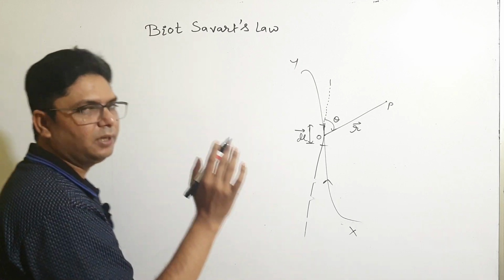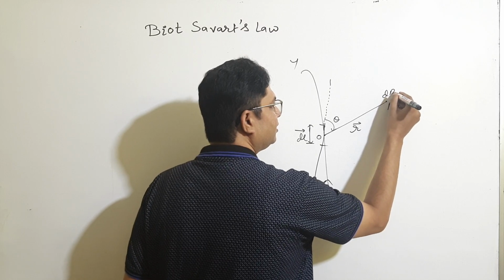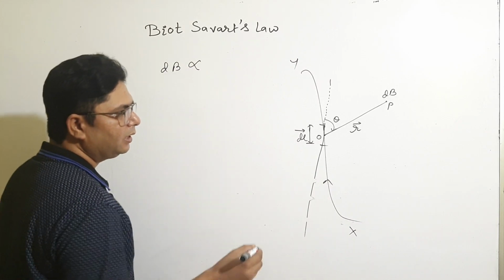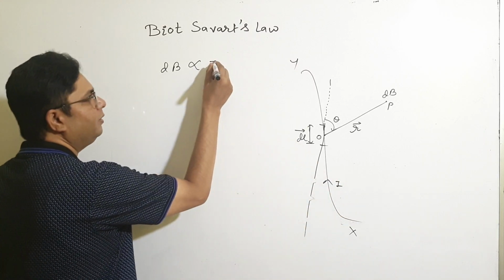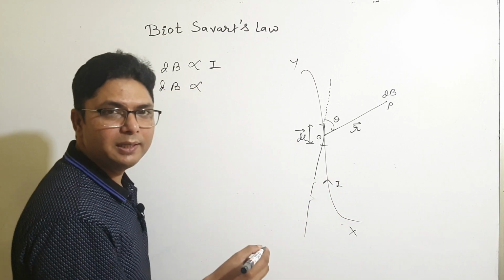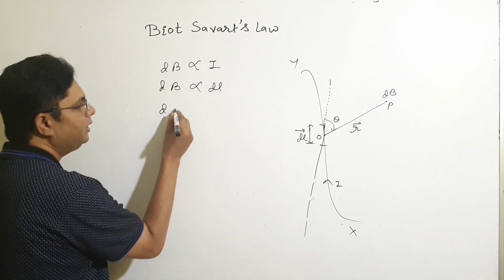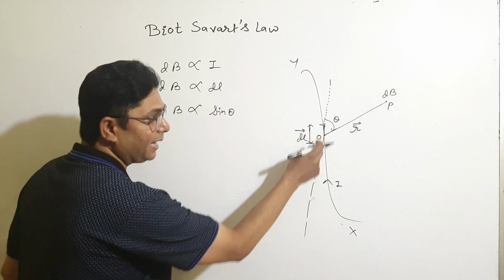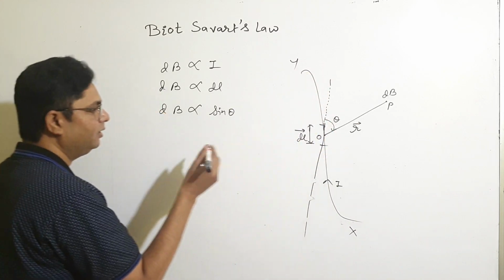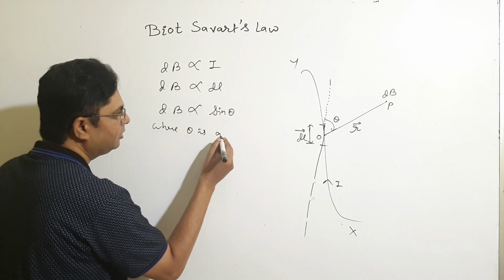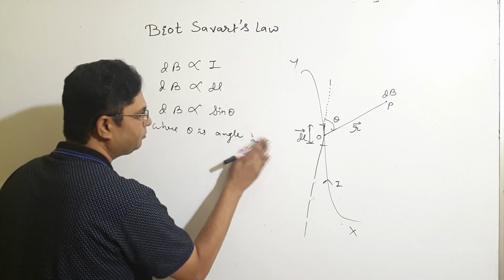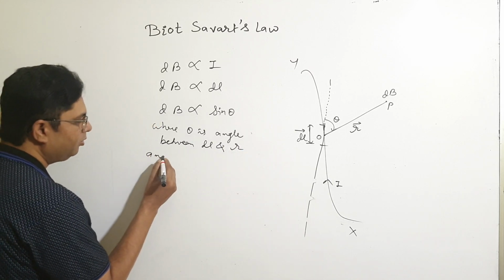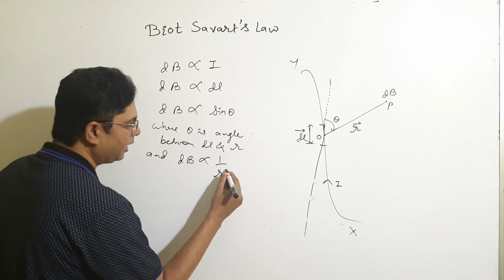Then according to Biot-Savart, the magnetic field produced at this point, a small amount of magnetic field dB, is proportional to the current I, proportional to the elementary length dl, and proportional to sine theta, where theta is the angle between the tangent and R, that is, between dl and R. And dB is proportional to 1 by R square.